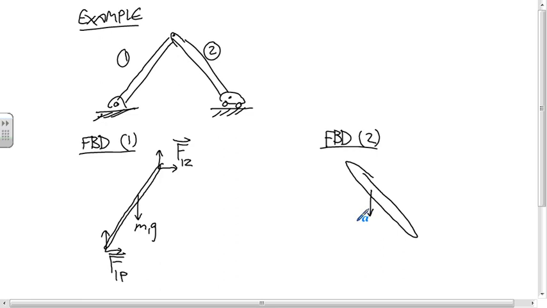Here you have the weight of body 2. And now go around the boundary looking for contact. Since this is a roller, we know the direction of that force. And since we know the direction, the variable associated with it is a scalar. At this pin, we have the force on 2 by 1.